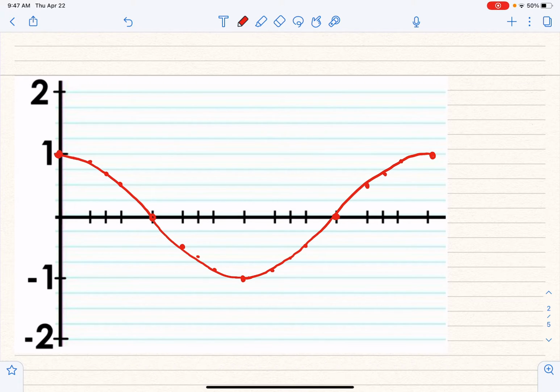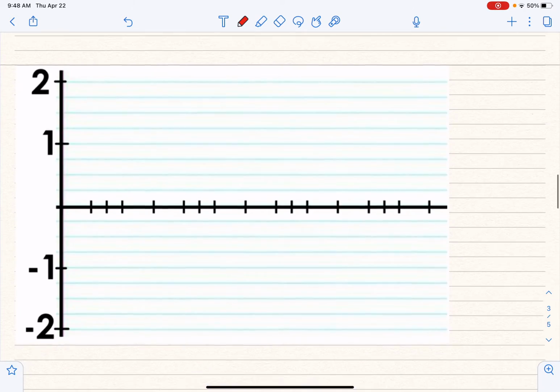Okay, and that's what I have for y equals cosine x. Again, you can see that the amplitude is 1 and that the period is 2 pi, if I had that labeled correctly. Okay, now let's think about tangent and cotangent.